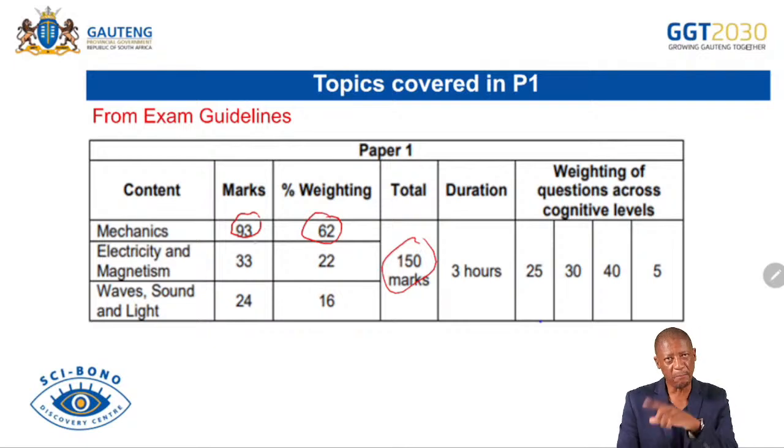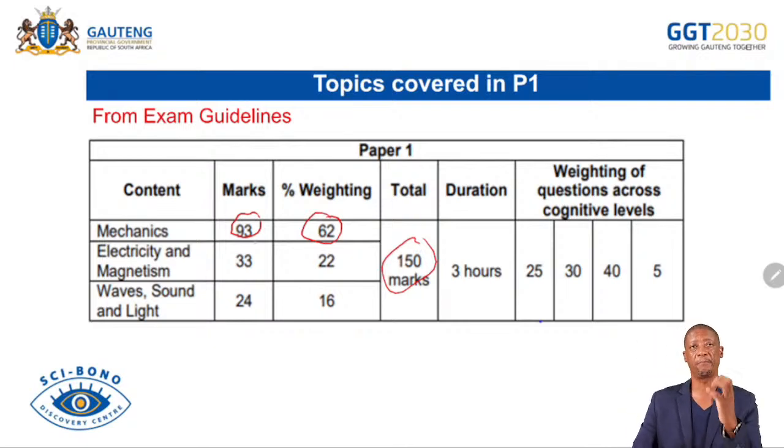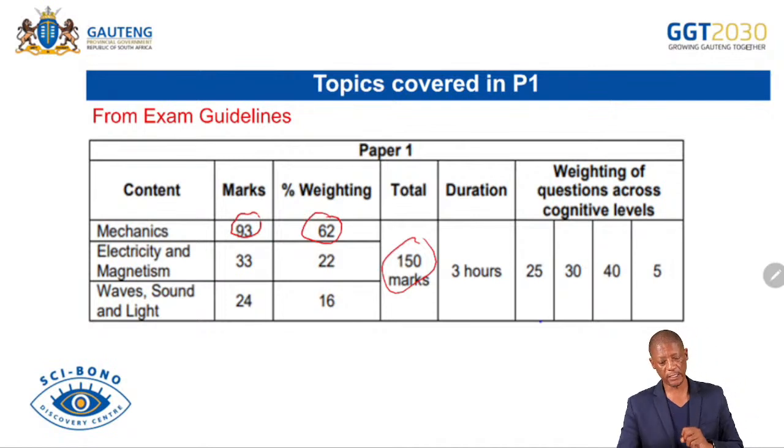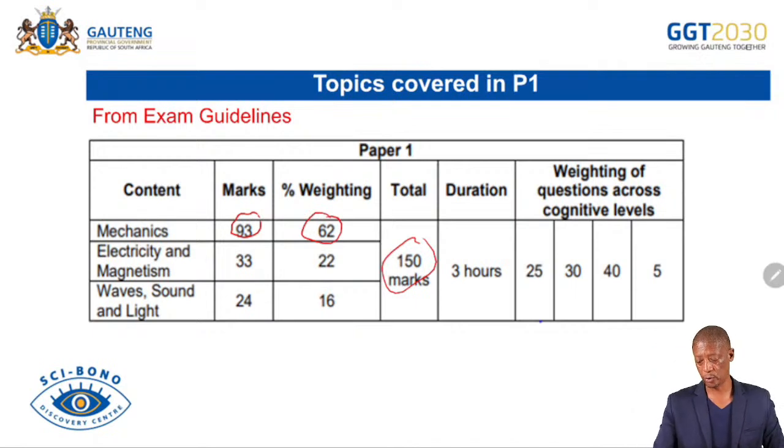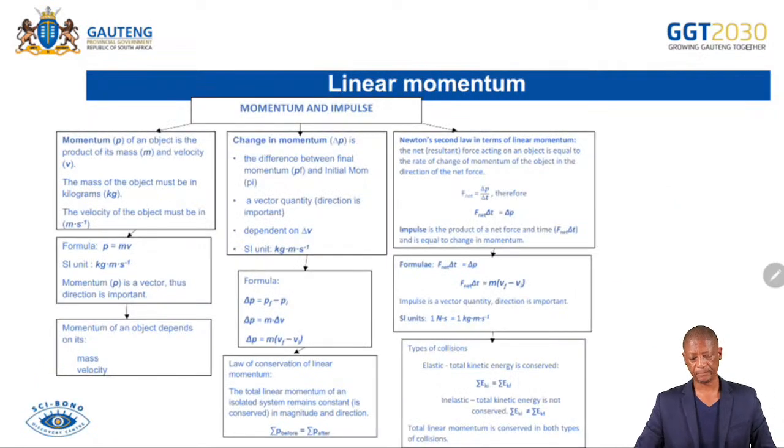Now the total mark of the paper, because the paper will comprise what? Mechanics, electricity and magnetism, and wave, sound, and light. So that makes the composition of the paper. Right. Let us move to today's topic.